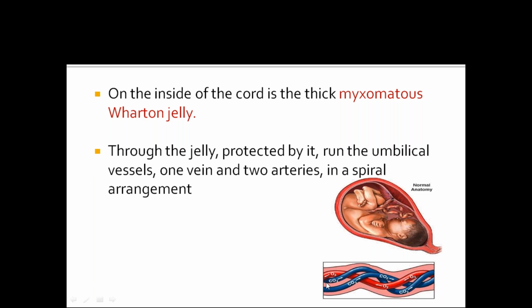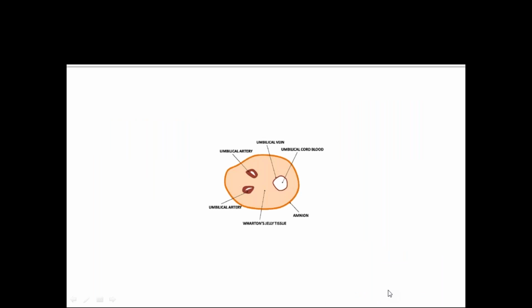The umbilical cord contains one vein and two arteries. Can you see here the arteries in blue color? Normally, the arteries will carry saturated blood. But in intrauterine life, it is vice versa: the arteries carry deoxygenated blood and veins carry oxygenated blood. See here, this is the umbilical vein, two arteries, and Wharton jelly around to give protection.